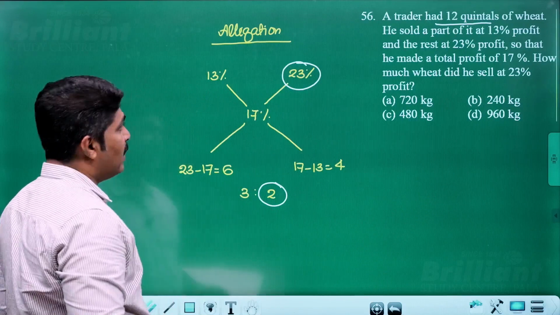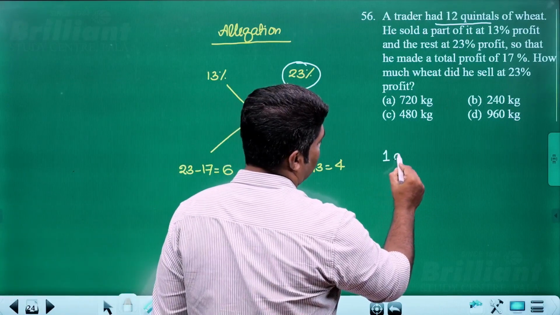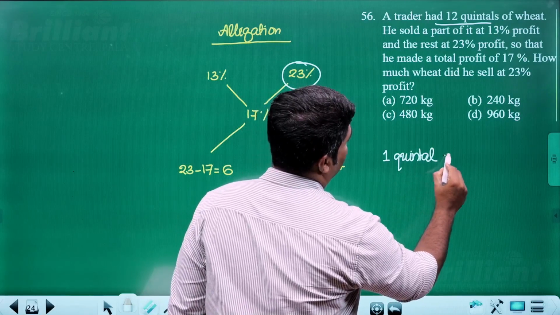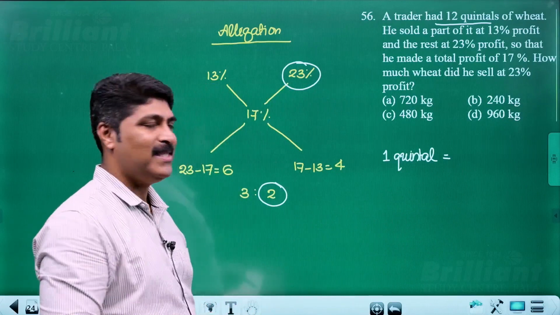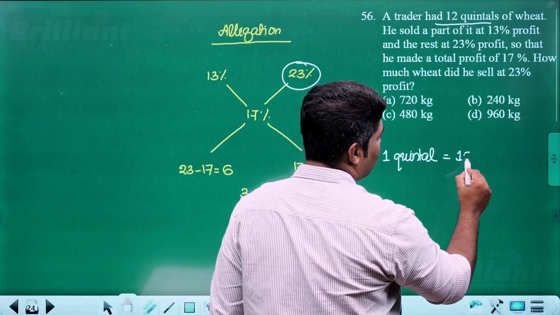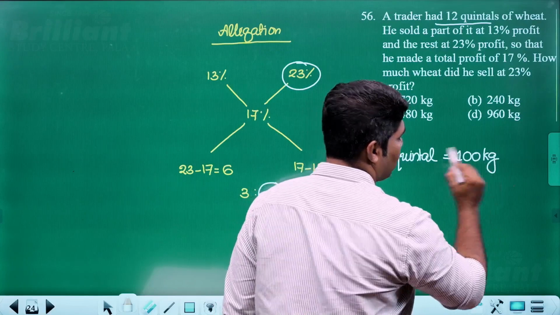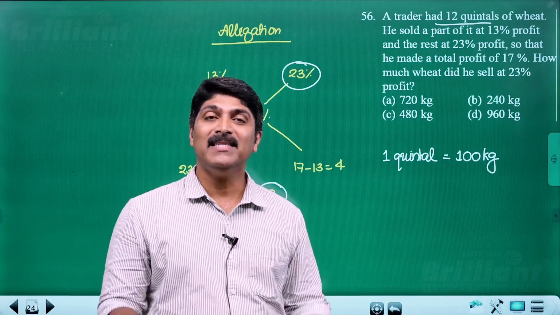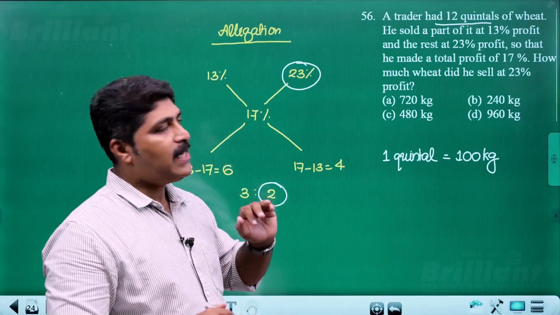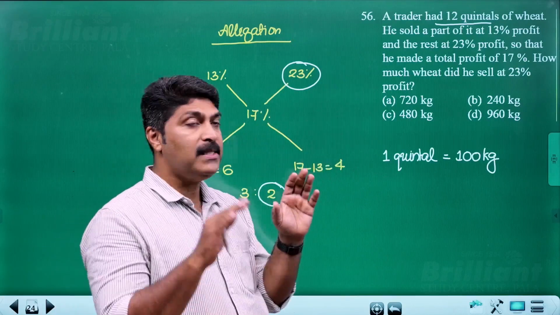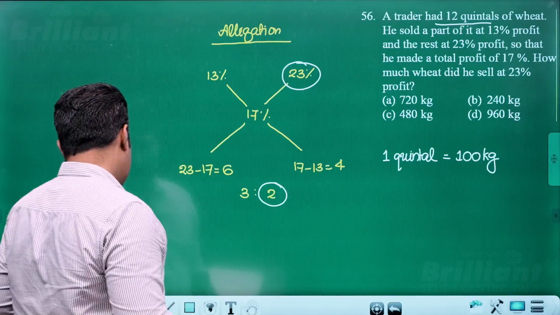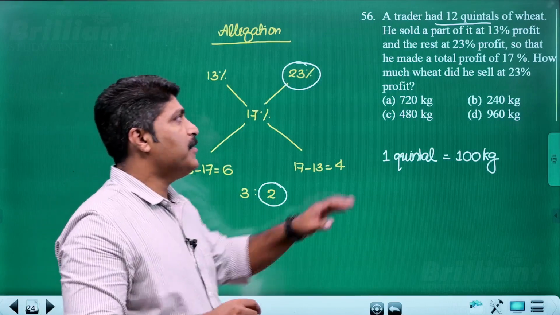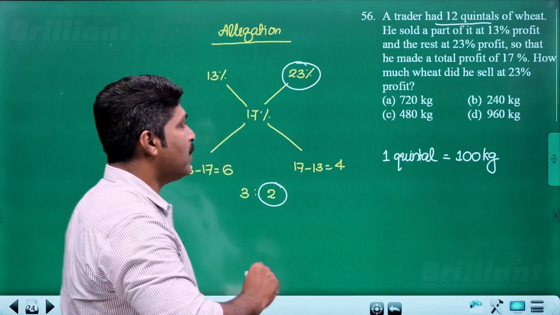So before that, let's consider what is 1 quintal. Maybe most of the students are not aware about this quantity. Think about what is 1 quintal. 1 quintal is equal to 100 kilogram. In connection with this, consider what is 1 ton. 1 ton is 1000 kilogram. Here 1 quintal is 100 kilogram, therefore 12 quintals means 1200 kilogram. Therefore, we have to consider the required quantity, that means the quantity of wheat sold at 23% profit.